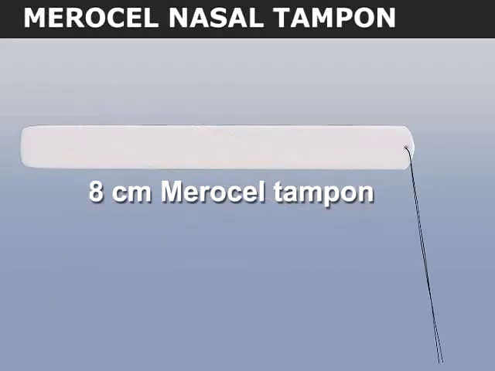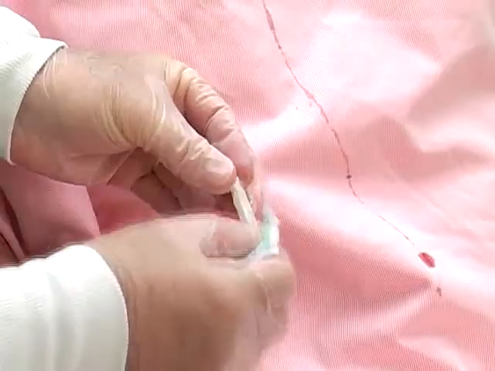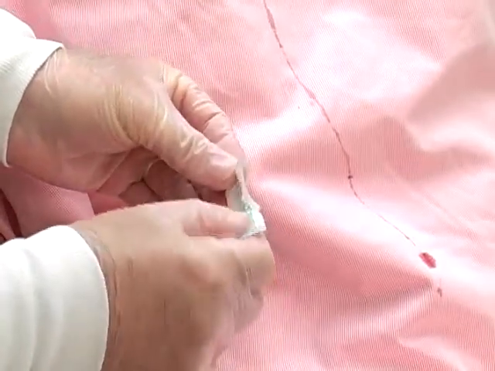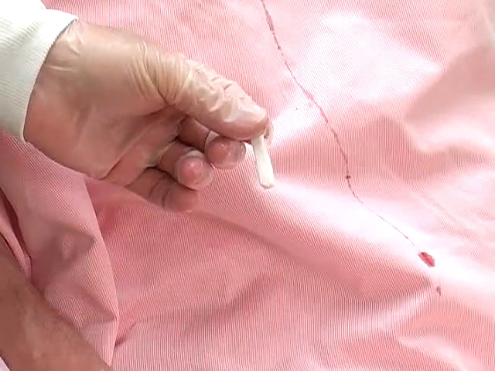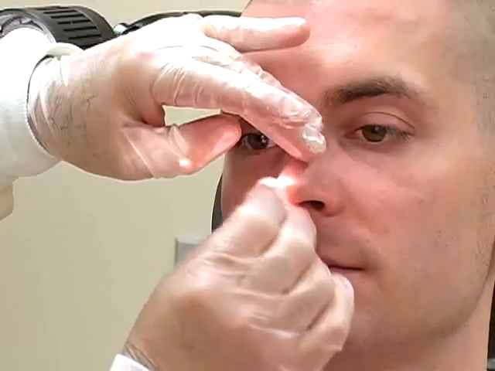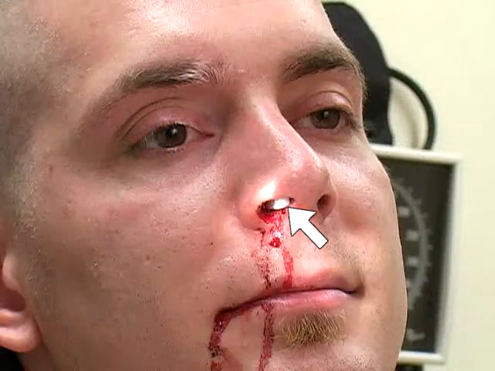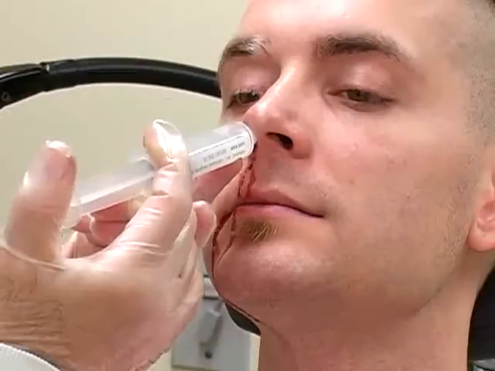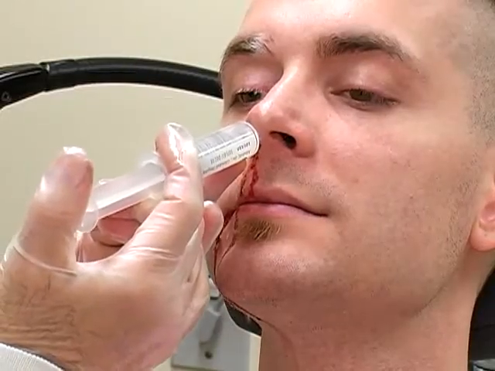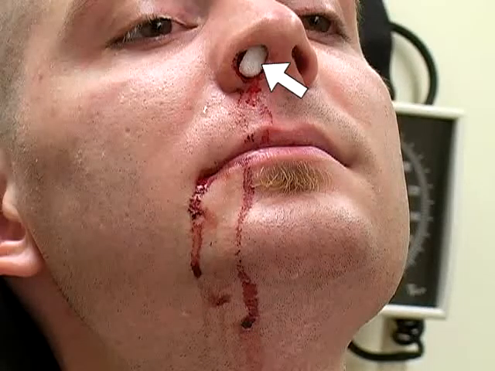In addition to the 8-centimeter Merocel device shown here, smaller Merocel sponges are available that can be used for minor anterior epistaxis. To insert the smaller Merocel sponge, first lubricate it with topical antibiotic ointment such as bacitracin. Then simply insert it into the anterior portion of the nasal cavity just deep enough so that it rests inside the nares. Gently rehydrate the sponge with several milliliters of saline solution so that it expands inside the nasal canal.